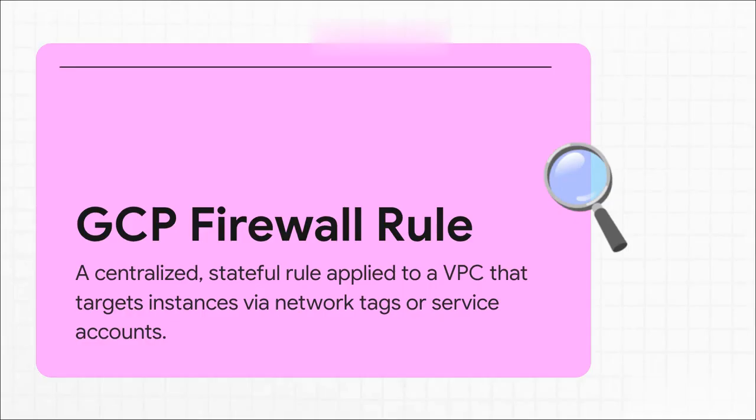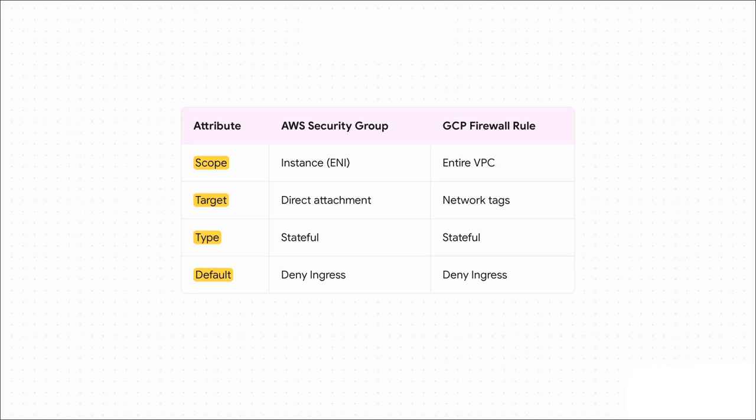So, what is a GCP firewall rule? Well, think of it as a centralized list of stateful rules for your entire network. But here's the magic. The rules don't get attached directly to a VM. Instead, a rule is always looking for instances that have a specific label on them, what GCP calls a network tag. This is the real mind-bender right here.